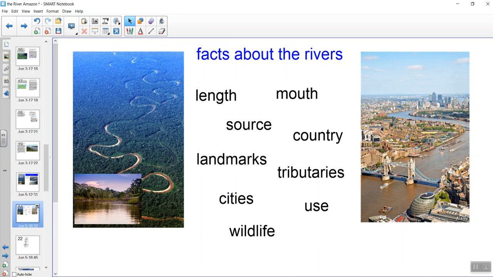We know that when we're finding facts about rivers, we need to know about the length of the river, what ocean or sea it flows into, where it starts, what country it goes through, what landmark features it goes past, does it have any tributaries, what cities does it flow through, how is the river used, and what wildlife is on the river. We know those things.